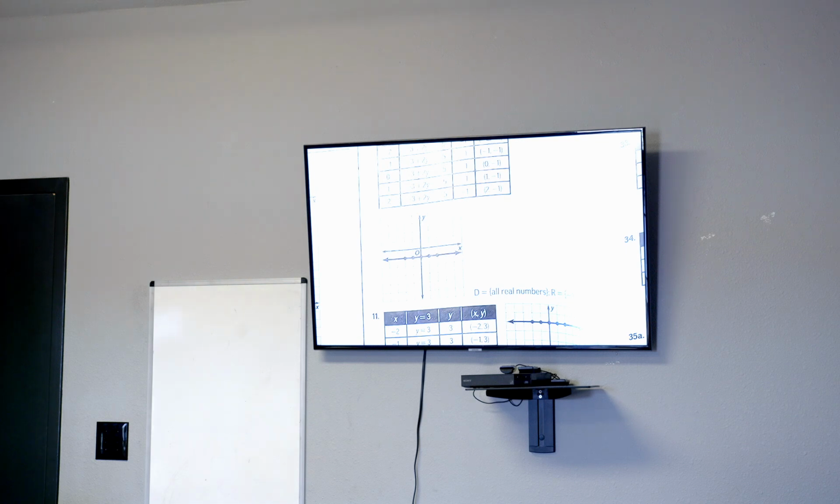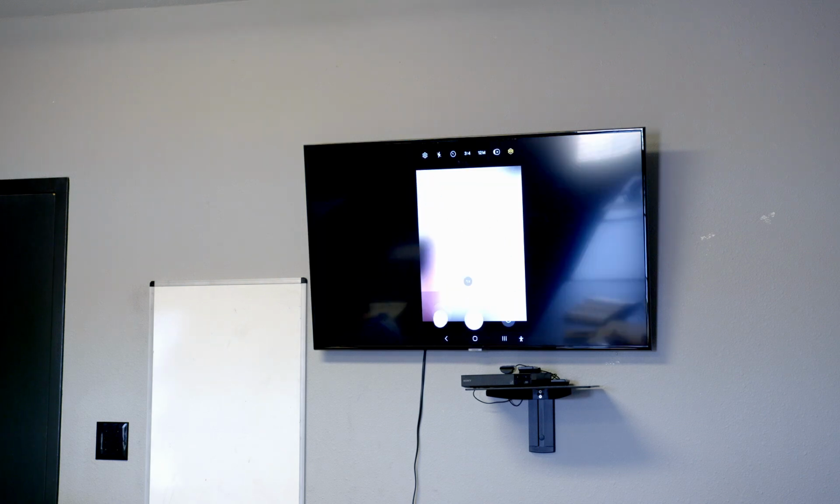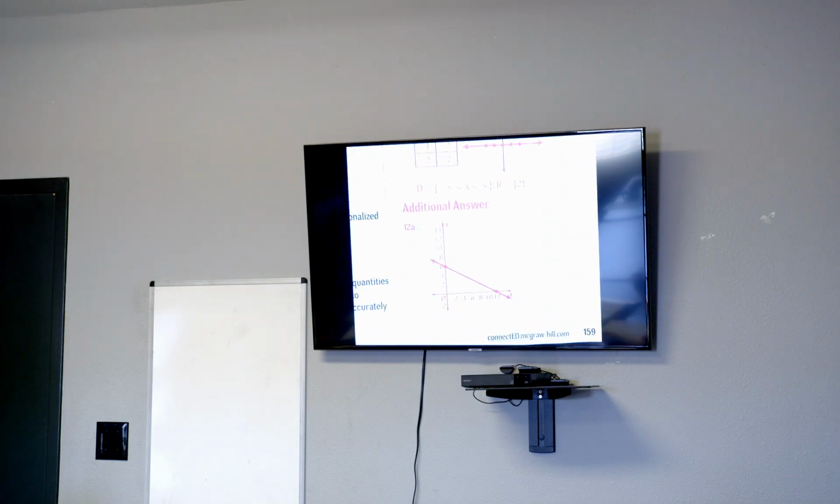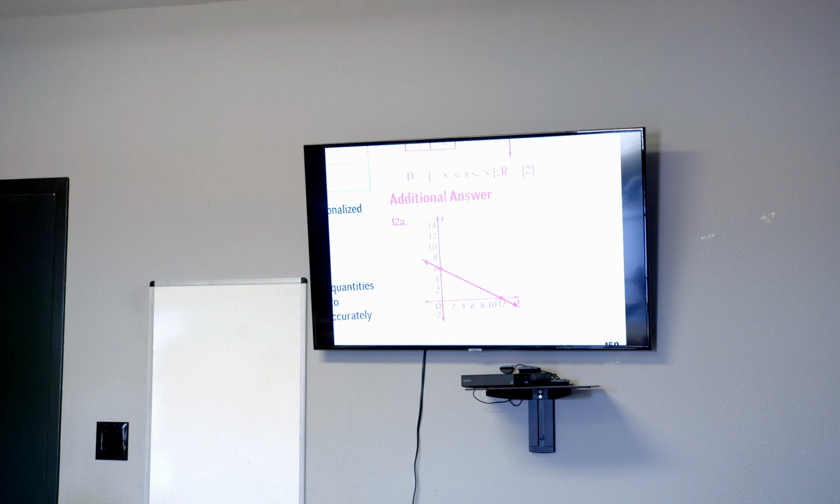Number 12A is somewhere, there it is. Let me show you the picture. 12A looks like that. 12B, the x-intercept means that 12 children and 0 adults can attend for $180. And the y-intercept would mean that 0 children and 6 adults can attend for $180.